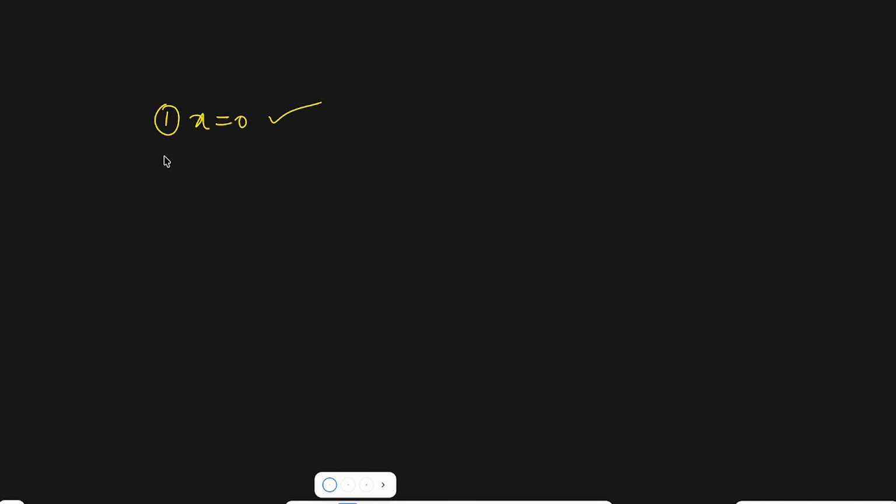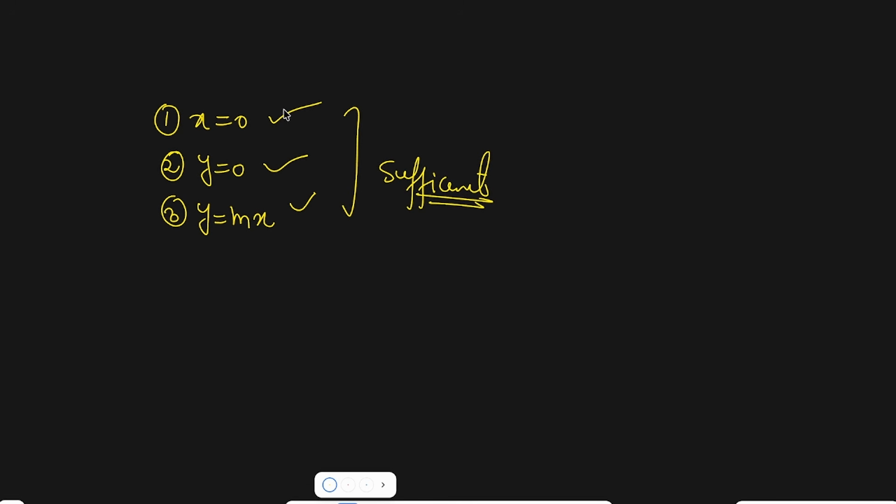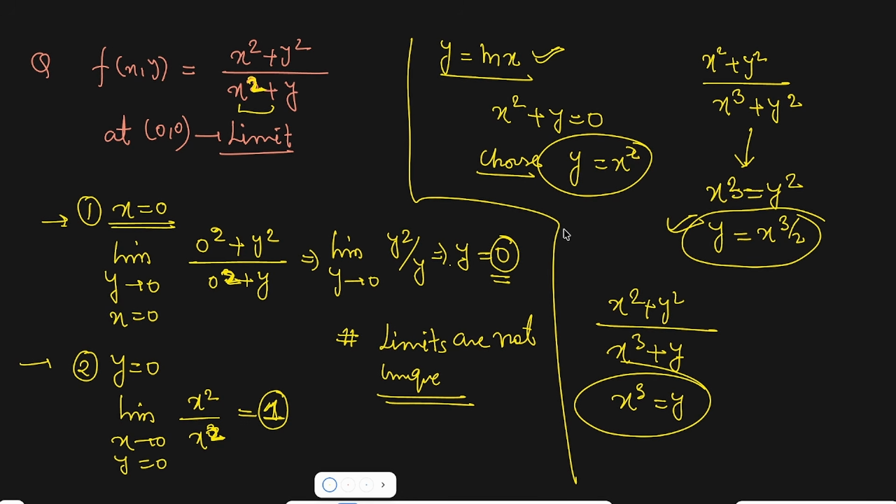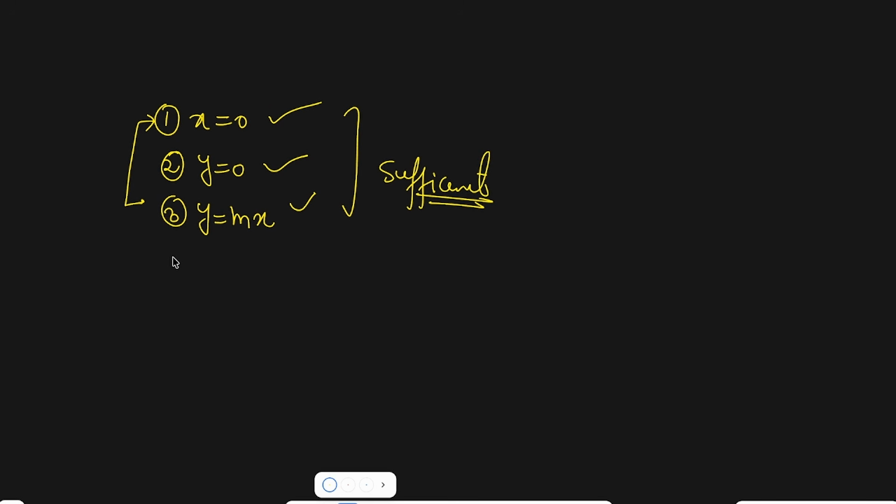So to approach the problem for the limit, first of all you take x equals to 0, second you take y equals to 0, third you take y is equals to mx. This is sufficient. If any one of these is not matching with the others, then you can simply say limit does not exist. If you have these kinds of cases, then also you can proceed this way.